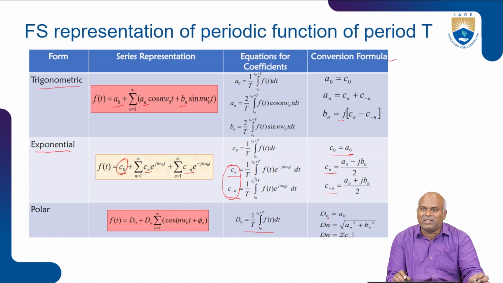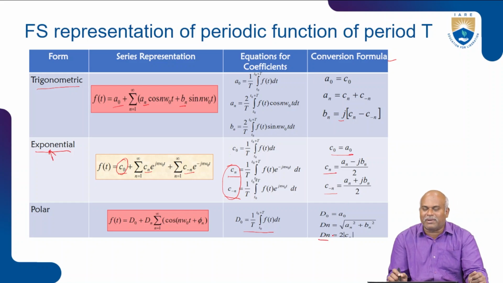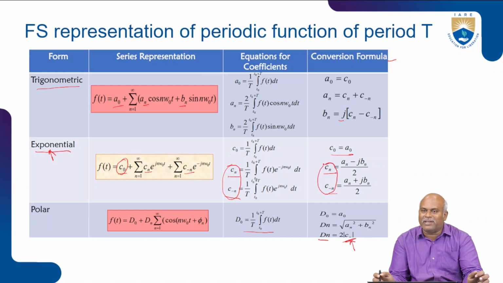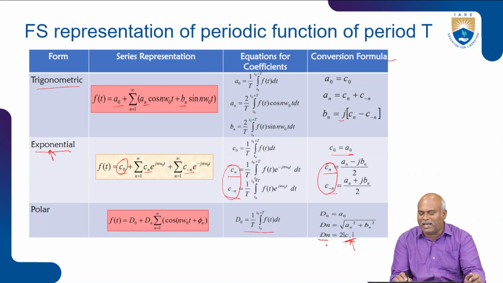Now d of 0 is equal to a0, and d of n is equal to root of a of n square plus b of n square. Then for d of n, if we get it from the exponential series, we need to find d of n is equal to 2 times mod of c of n. Why do we take the mod of c of n? Because we get c of n and c of minus n from the exponential Fourier series. That's why we can write it here.